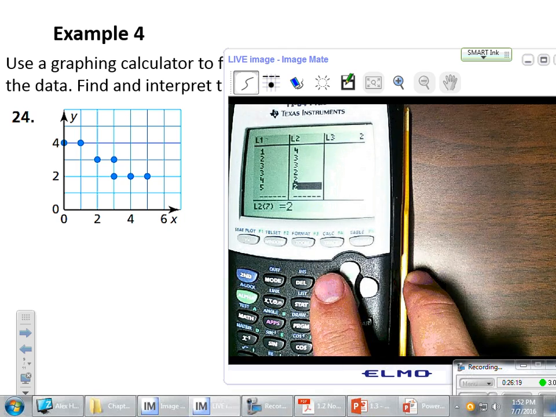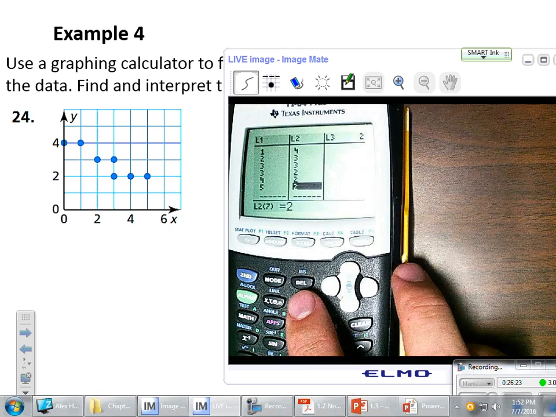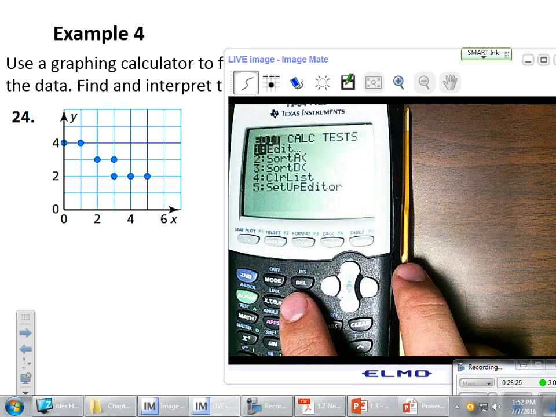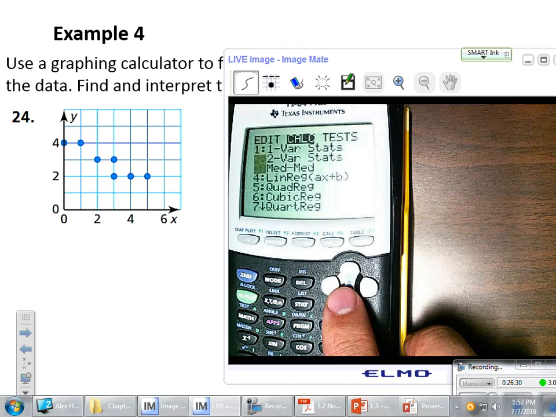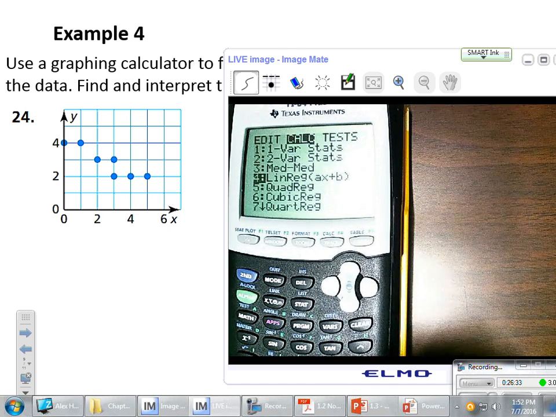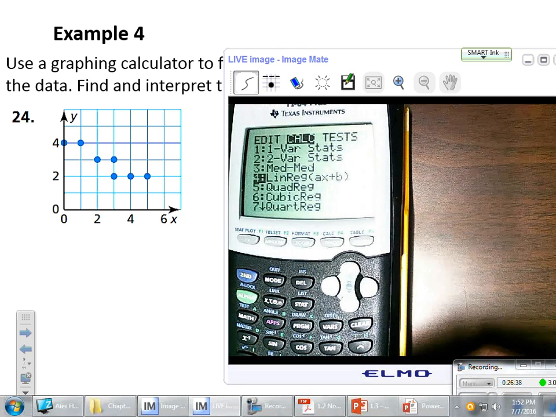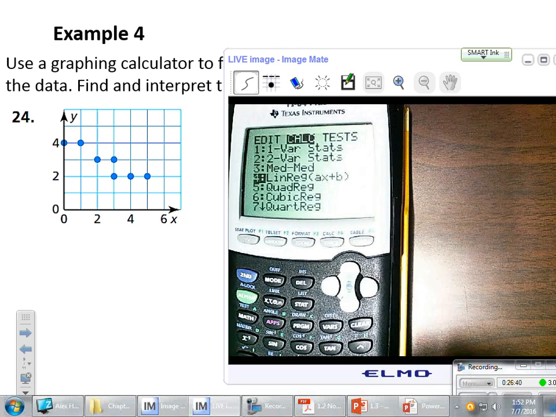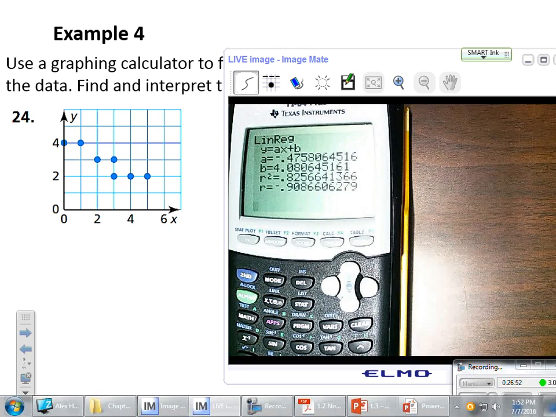All right, once I have that, I'm going to go back into the stat menu and then toggle over to calculations, and then option 4 is a linear regression. Well, we're talking about a linear function that models these points. They have a correlation and a line of best fit, a regression equation, so it's going to calculate what the best fit line is precisely. So if I hit enter and enter, you can see there it gives me that output.